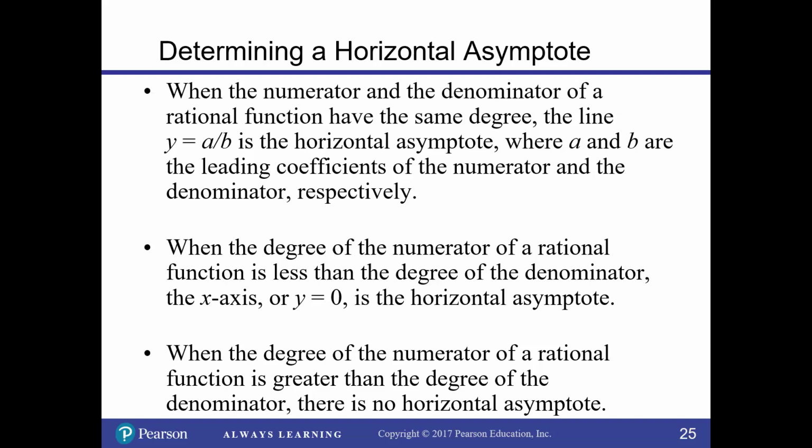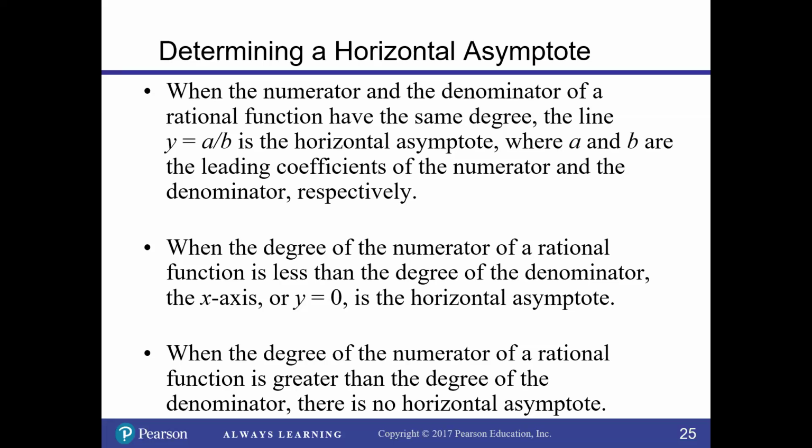When the numerator and the denominator of a rational function have the same degree, the line y equals a over b is the horizontal asymptote, where a and b are the leading coefficients of the numerator and the denominator, respectively. That's what happened in the first ones; both of them were degree 3. The leading term took over, so it was just a quotient of the leading coefficients.